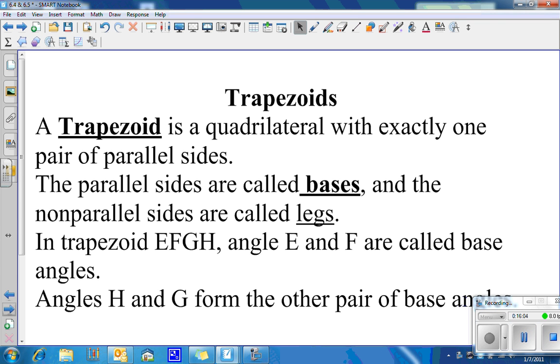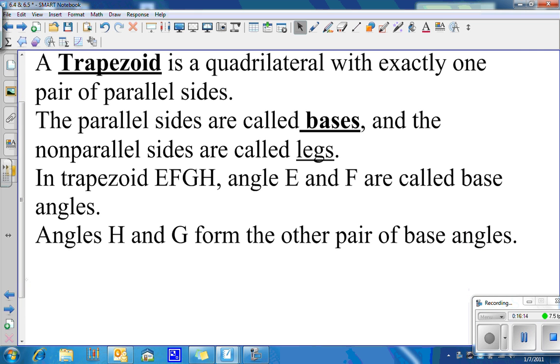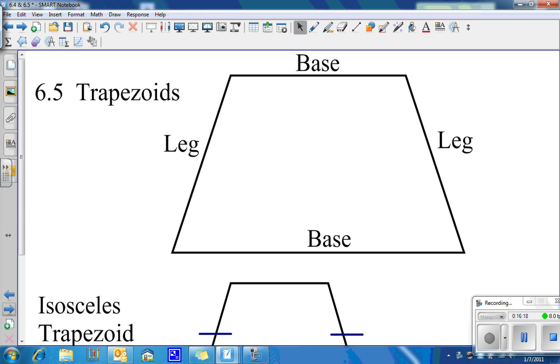In trapezoid EFGH, angles E and F are called the base angles. Angles H and G are called the other pair of base angles. So there are two sets of base angles. There's a nice little picture. On trapezoids, you've got two bases, you've got two legs. Notice the bases are the parallel sides. The legs are not.